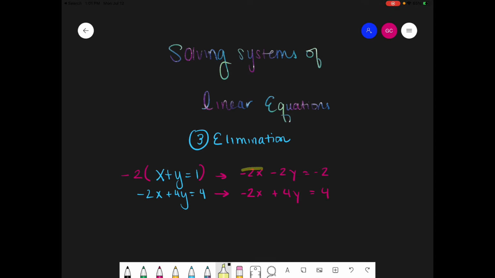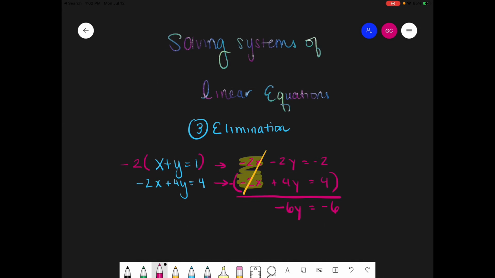So now that the coefficients on our leading x terms match, we can go ahead and subtract our second equation from our first equation. So just like that, we're just going to subtract. Okay? So that means we're subtracting a -2x from a -2x, and easy enough, that goes away and it just goes to 0. Then we're left with a -2y minus 4y, so it's going to give us -6y here. Then we'll subtract on our right hand side, we have -2 minus 4 is equal to -6.